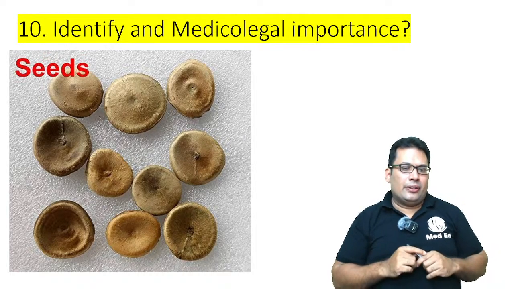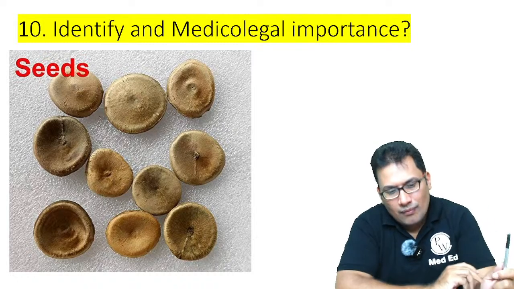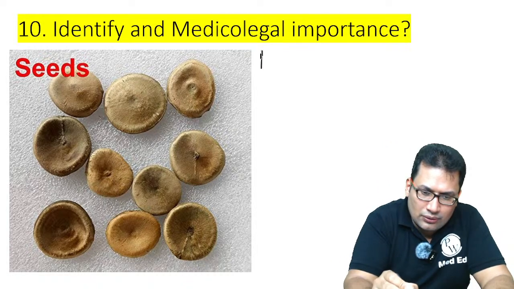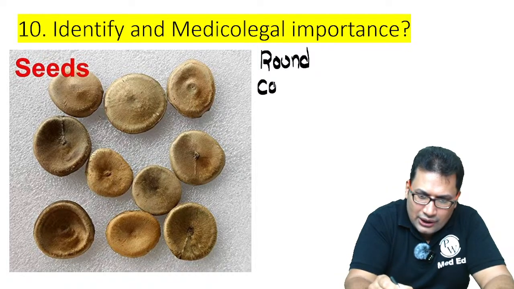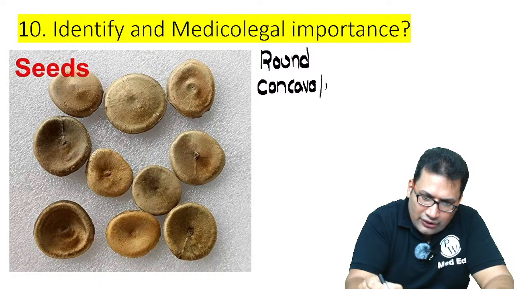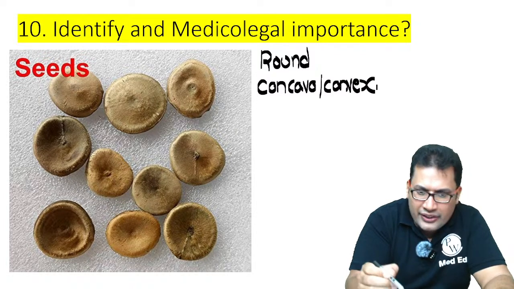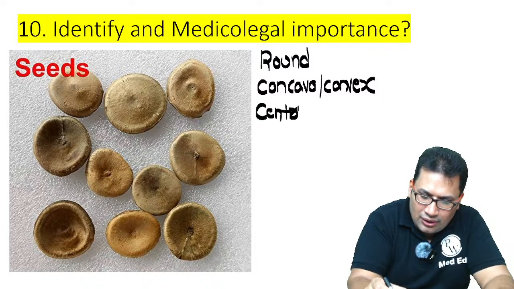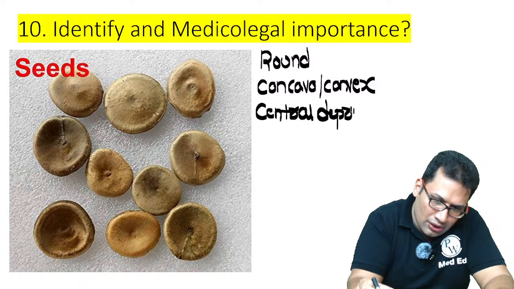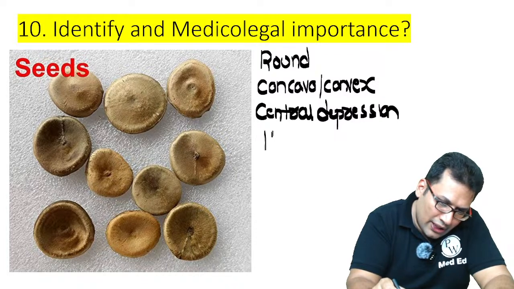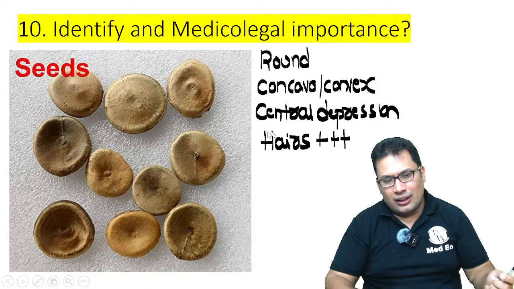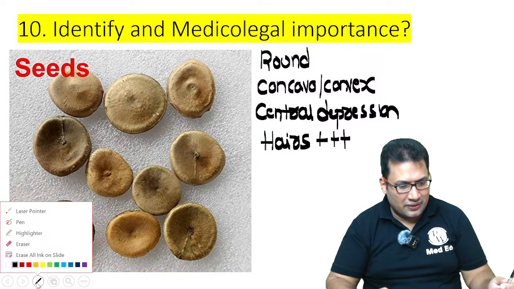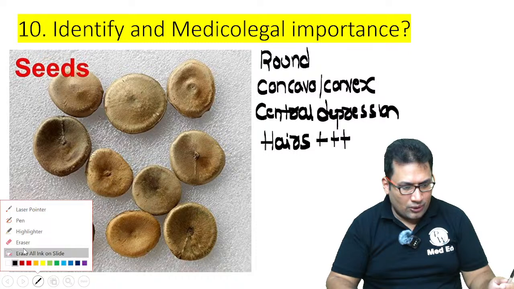And the last question: identify the seeds and the medico-legal importance. The seeds are round, concavo-convex, with a central depression, and sometimes hairs can be present, so they look like banana chips. So what are these seeds? Come on, guys, what are these seeds?